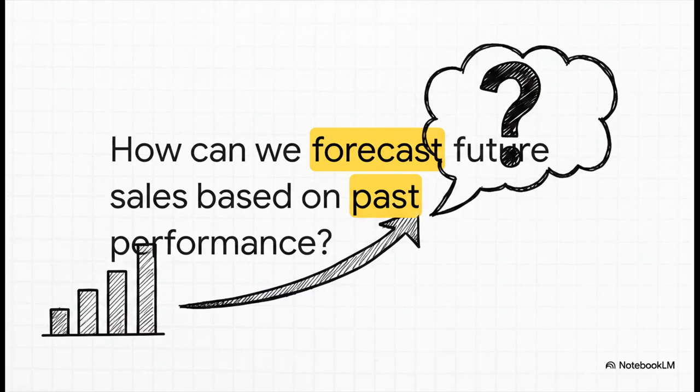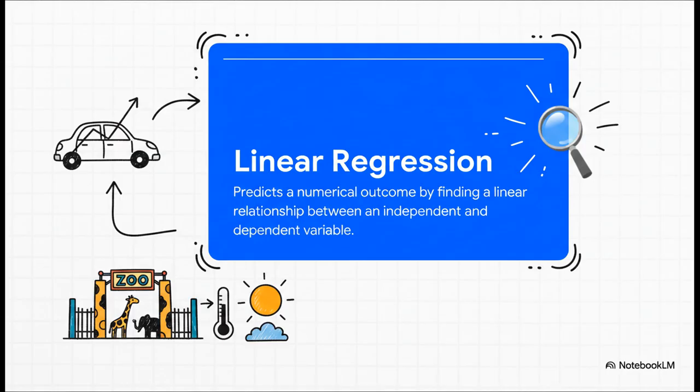And our next tool has been the go-to for this for a long, long time. And for that, we meet an old friend, linear regression. This is a true workhorse in the world of data science. It basically works by finding a simple, straight-line relationship between variables.